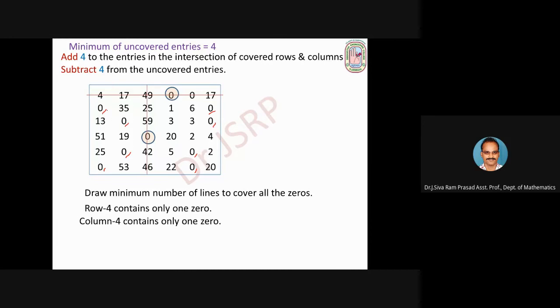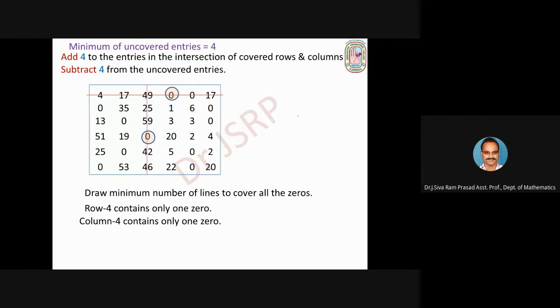Again, go for columns. First column, 2 zeros. Second column, 2 zeros. Third column fixed. Fourth column, no zero. Fifth column, 2 zeros. And sixth column, 2 zeros. Okay. So each column also contains 2 zeros, that is more than 1 zero. Okay. So here each row and each column contain more than 1 zero. That means each job has more than one possible assignment. Similarly, each person also has more than one possible assignment.